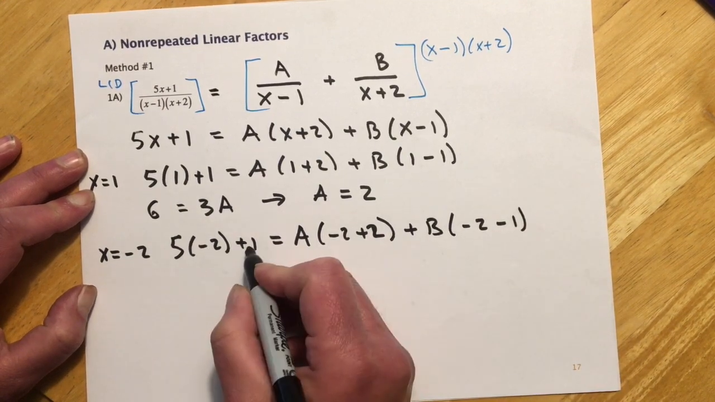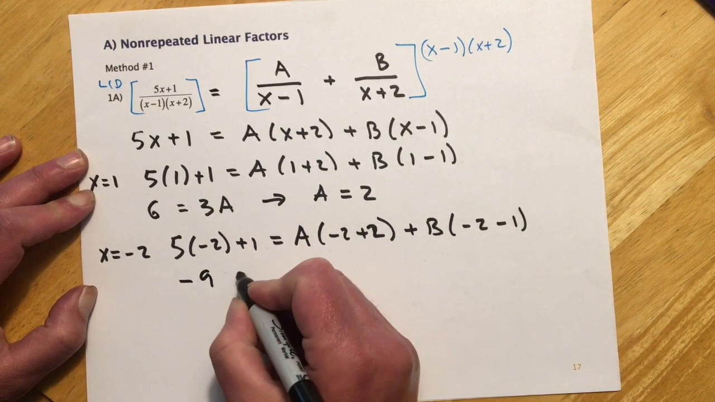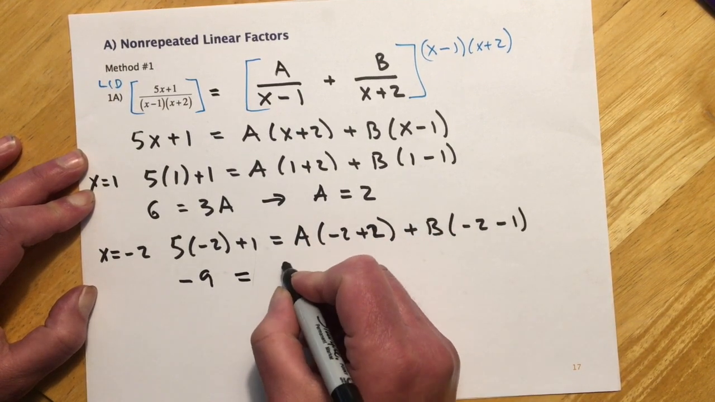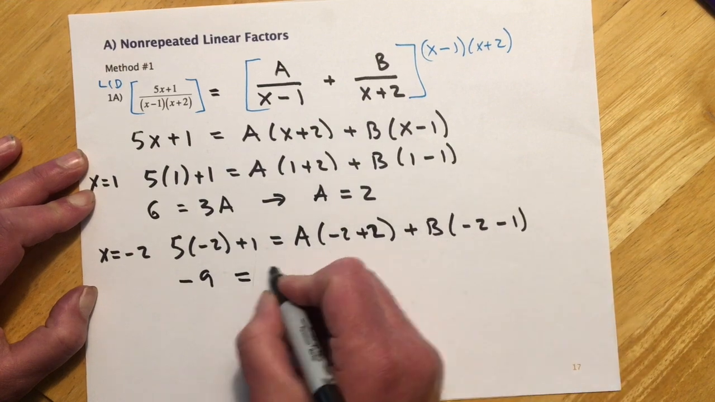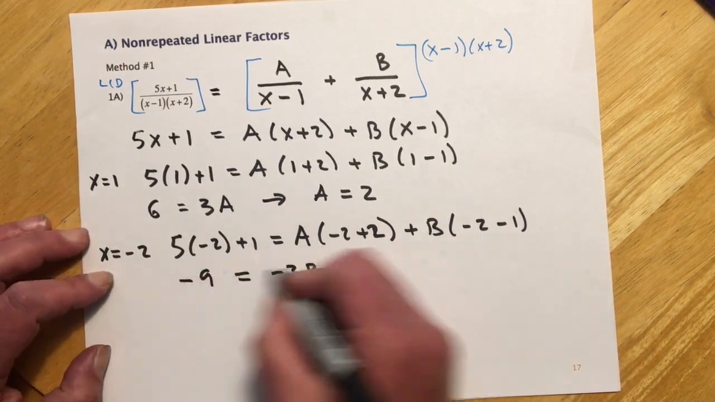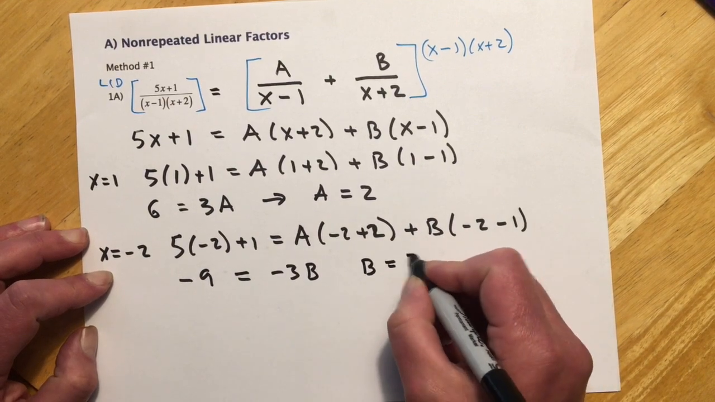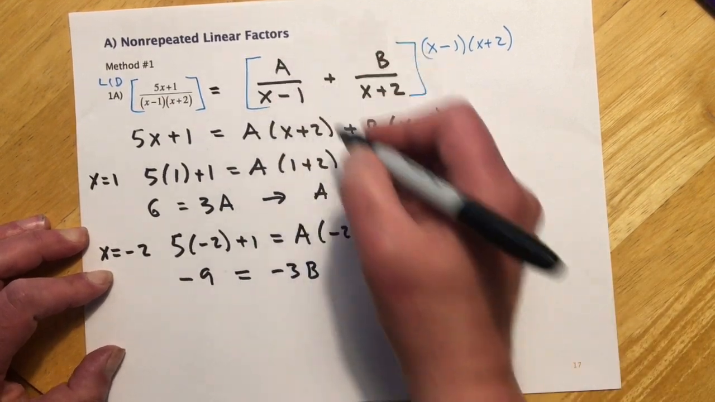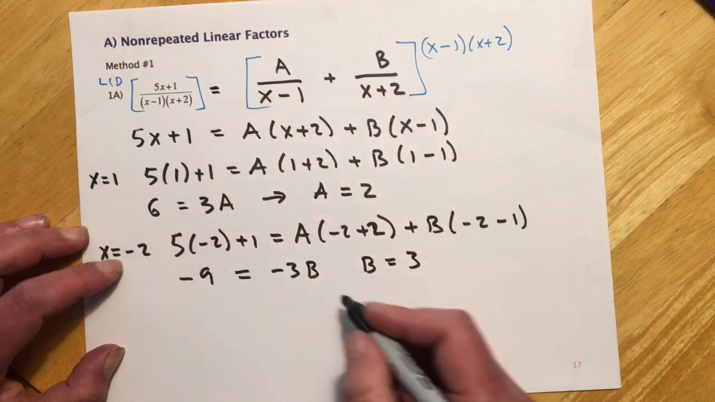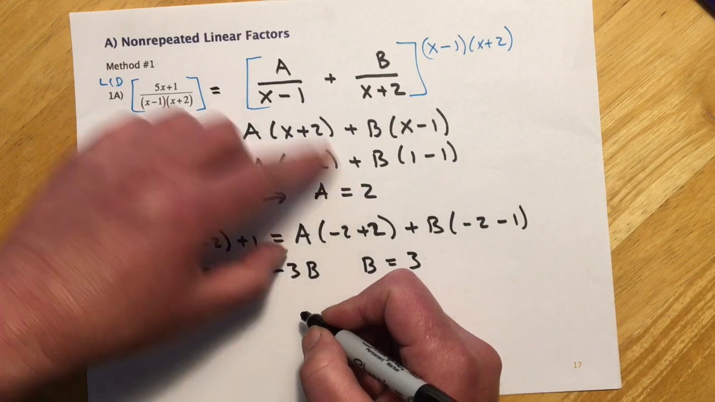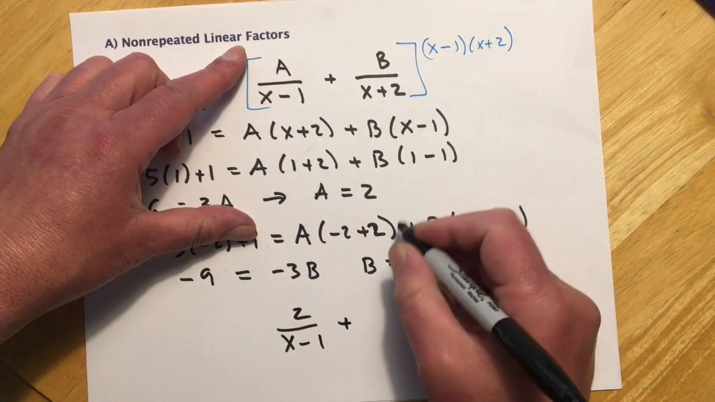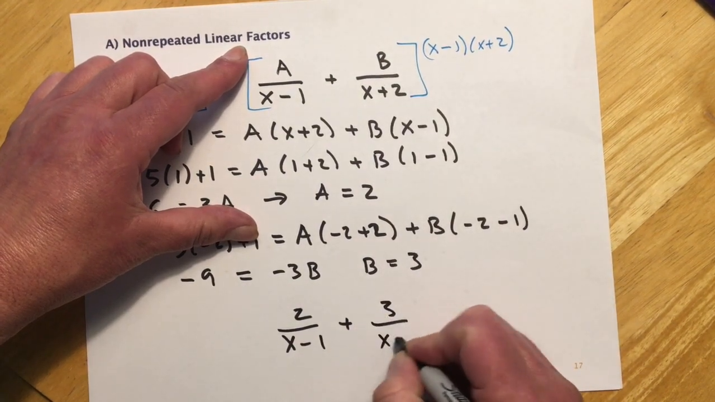So this would be -10 plus 1 is -9. And then this would be a times 0, so that drops out. So that equals -2 minus 1, which will be -3b. And then dividing the 3 over, I get b equals 3. So then my answer, the decomposition of the fractions, is going to be a is 2, so that's over the x minus 1 term, and then b is 3, so that's over the x plus 2 term.